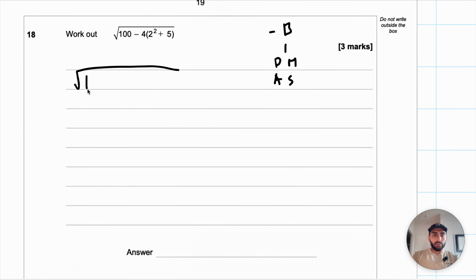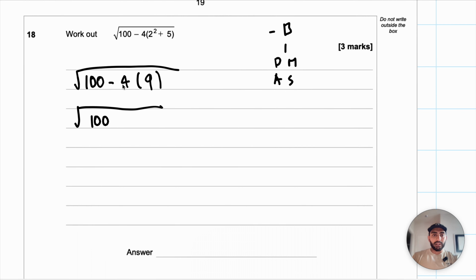So I've got the square root of 100 minus 4, there's an invisible multiplied sign there, and 2 squared is 4, and 4 plus 5 is 9. So I've got 4 multiplied by 9. Let's work out this part now. So I've got negative 4 multiplied by 9, so 100.